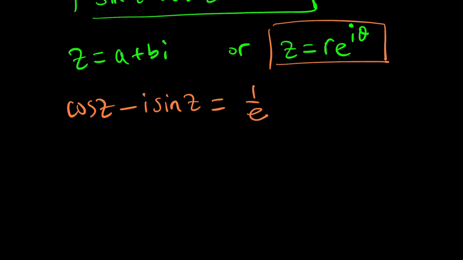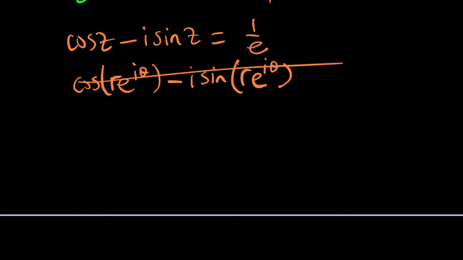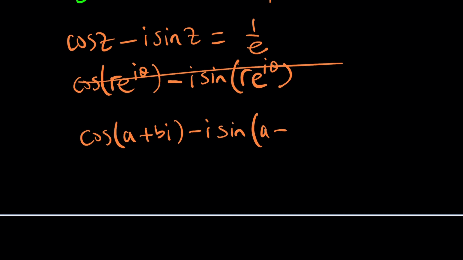If you replace z with this, r e to the i theta, then we should be getting something like, let's see, cosine of r e to the i theta minus i sine r e to the i theta. That doesn't seem to be helping much, does it? No? Okay, so then maybe we'll scratch it out and try the other version. How about this? Cosine of a plus bi minus i sine of a plus bi equals 1 over e, right?